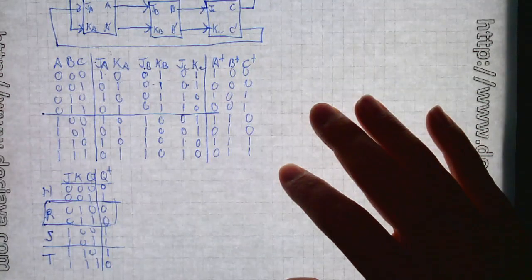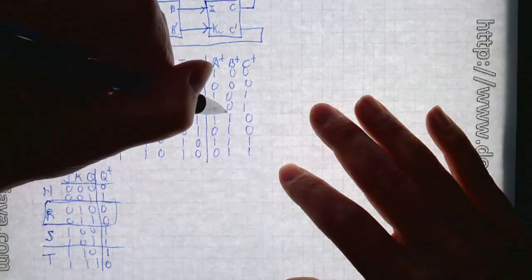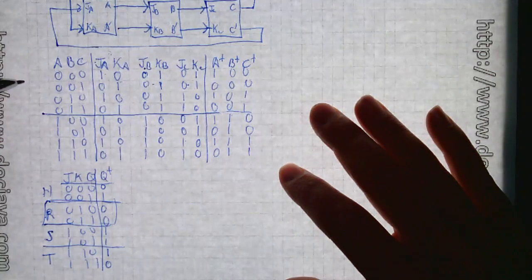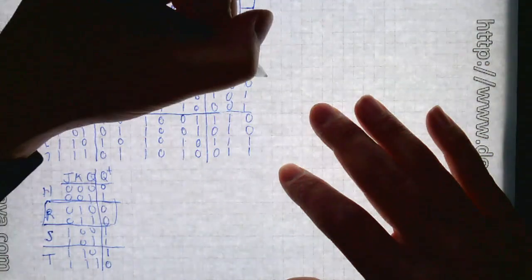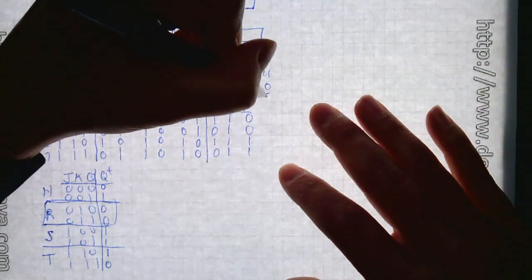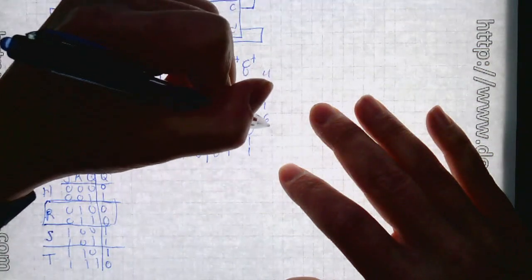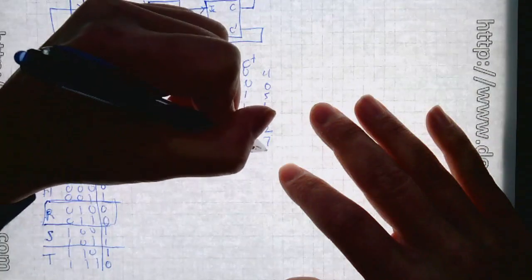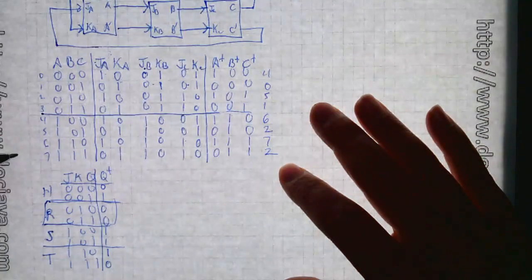What do you think of that? Did I go too fast? Any errors or blemishes? Let's number these things. 0, 1, 2, 3, 4, 5, 6, 7. That's 4, 0, 5, 1, 6, 2, 7, 2. Okay. So now I can extract my present state, next state table.